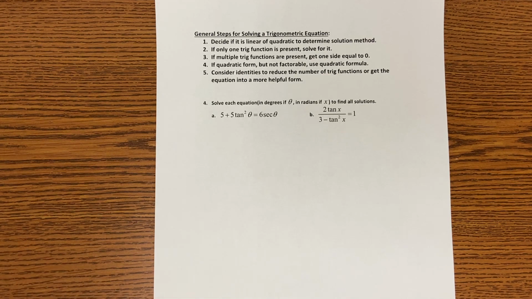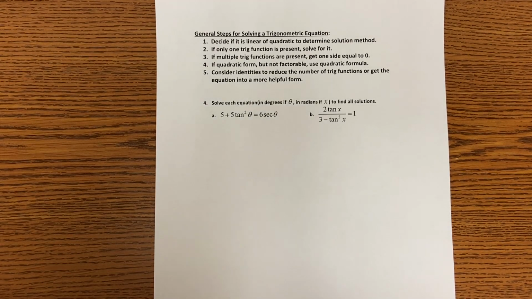But if multiple different trig functions are present, you might need to get one side equal to 0 and see if you can factor, or possibly square things as needed. If quadratic form, but not factorable, you could have to use the quadratic formula. You could also use identities to reduce the number of trig functions or get the equation into a more helpful form. That's really where the squaring might come into play. So solve for each equation, and again, if it's in degrees, it'll be theta, radians, x.